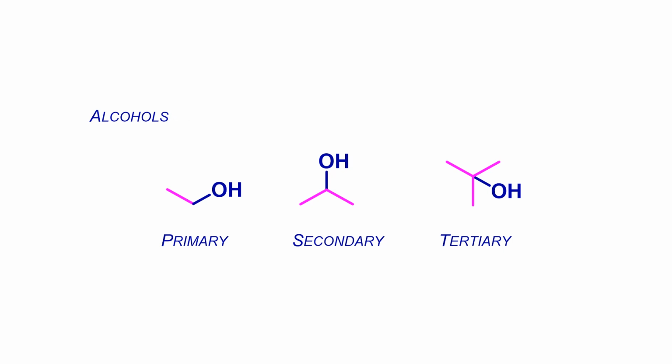This maps directly to what we already know about alcohols, where the terms primary, secondary, and tertiary are used in a similar way to reflect the number of carbons attached to the carbon that bears the OH. But remember that we use these terms slightly differently for amines, where primary, secondary, and tertiary relate to the number of carbons attached to the nitrogen of the amine.